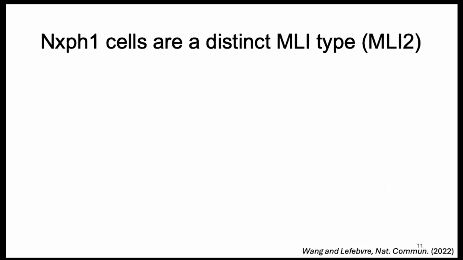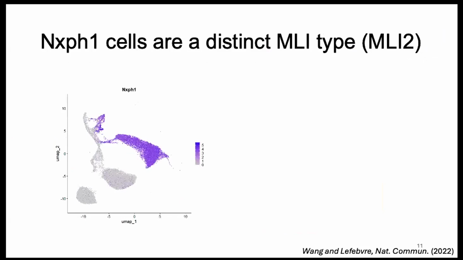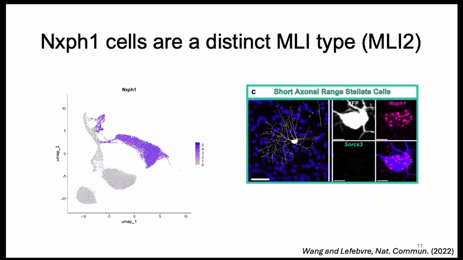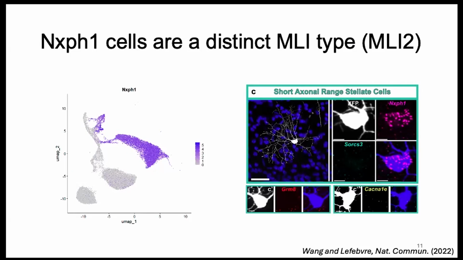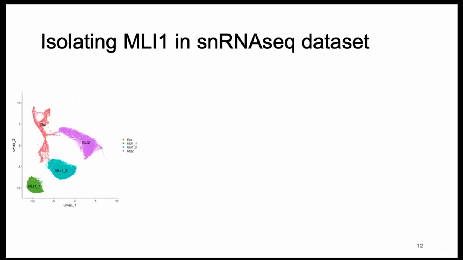And when we look at the MLI2 population that are positive for NXPH1, she showed that they express NXPH1, but they don't express SORX3, and they also don't express GRIM8 or CACNA1E, suggesting that they're a completely different population, which she described as having properties that resemble short stellate cells. So for this preliminary description, we'll focus on MLI1 to capture the well-studied basket and stellate cells.